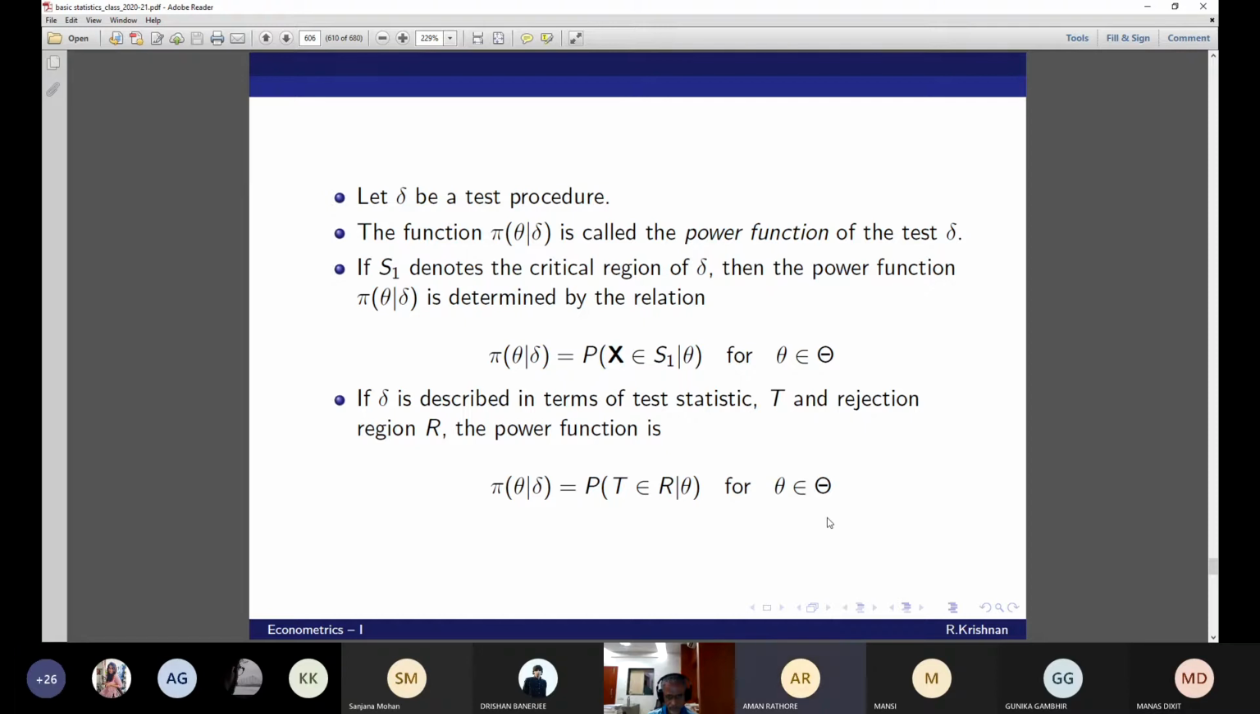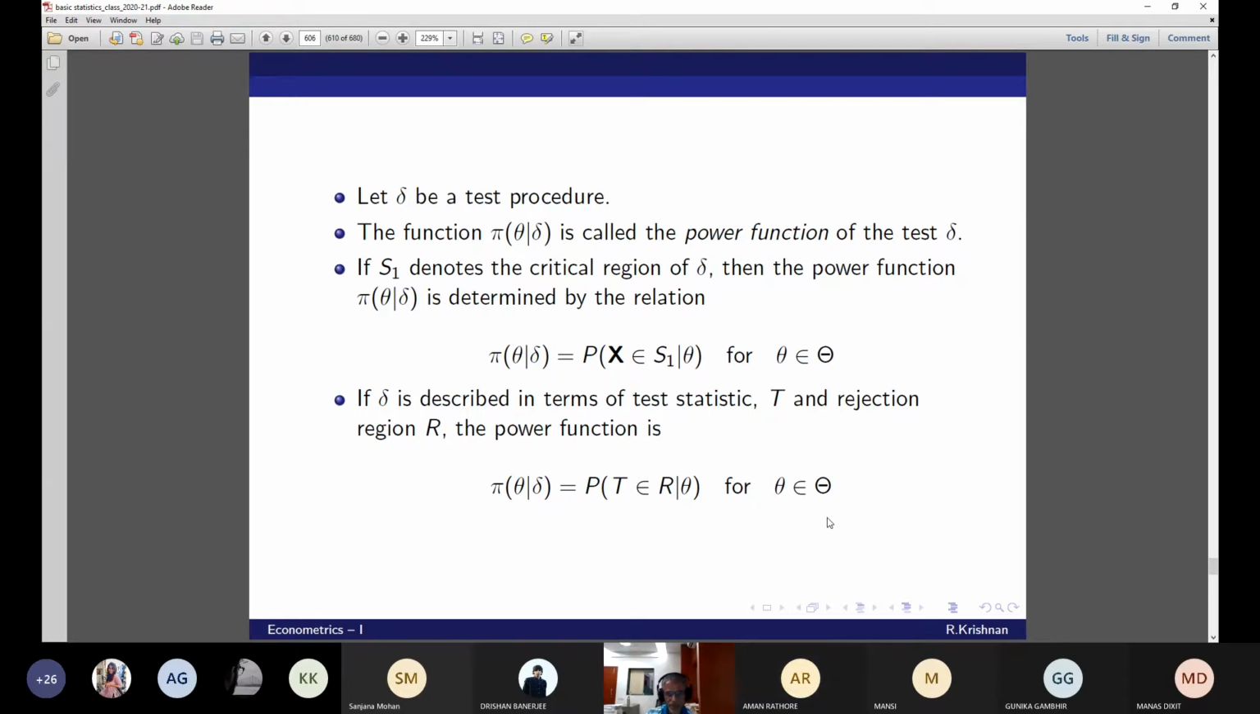Sir, that x belongs to the critical region. The power function basically determines that x belongs to the critical region, where x is a multiple, a boldface letter, so x1 to xn. If you explain it in terms of the rejection region, what does it tell you, where t is the statistic? The statistic that you have calculated falls in the rejection region. Can we say this now, Aman?